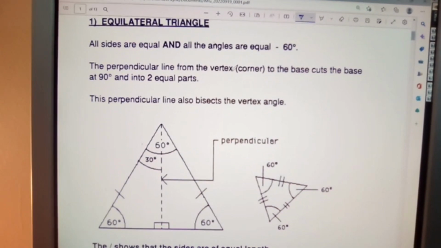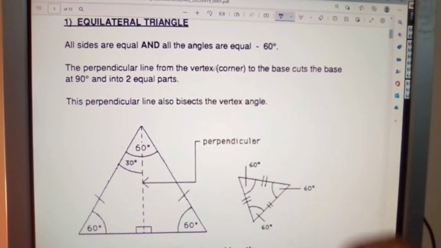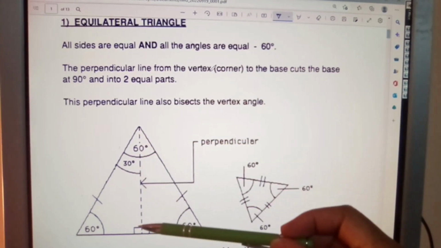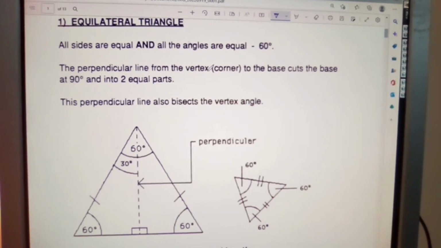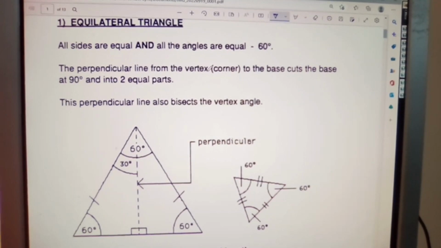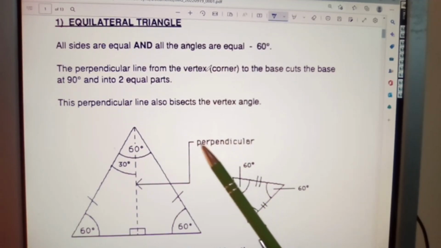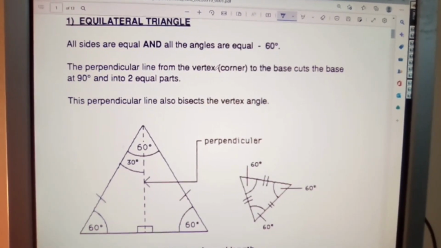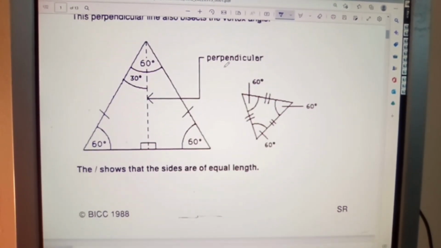So rather than having one triangle, you've now got two. You've got two triangles in one, simply by that perpendicular line cutting that triangle into two triangles. And all they're doing here is showing you that this is your perpendicular. This simply shows here that the sides are of equal length.